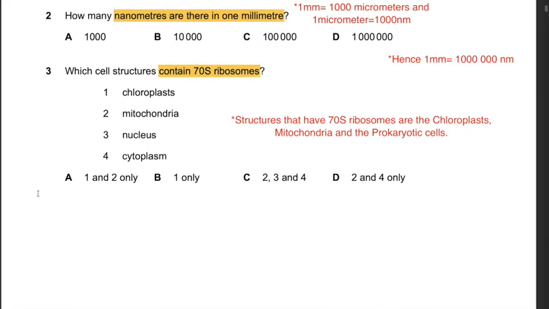Question 2. How many nanometers are there in 1 millimeter? Well, 1 millimeter is equal to 1000 micrometers and 1 micrometer is equal to 1000 nanometers. Therefore, if you do the simple math, you will get 1 millimeter is equal to 1 followed by 6 zeros, that is 1 million nanometers. Hence, the answer is D.